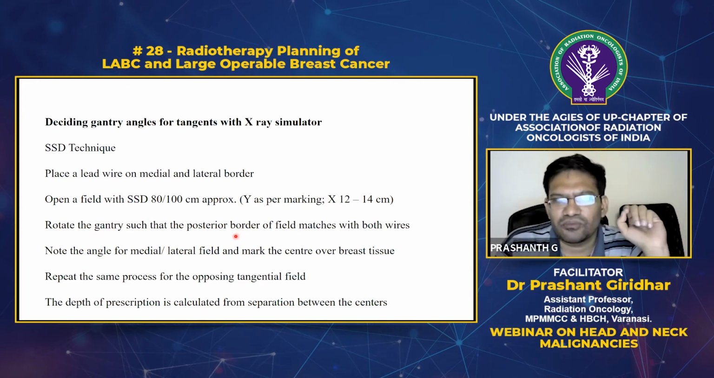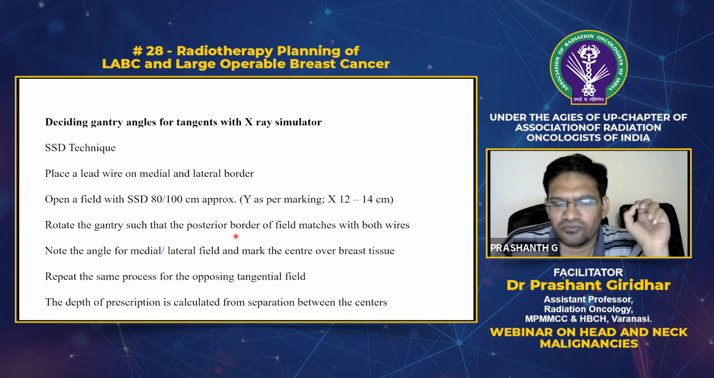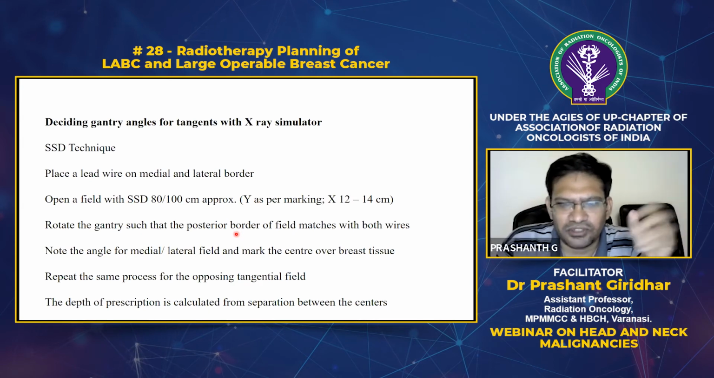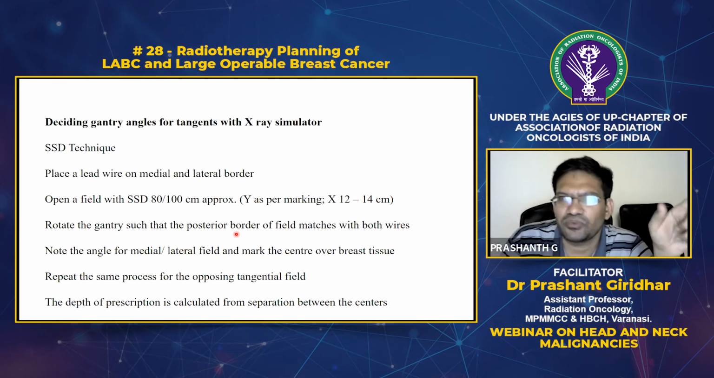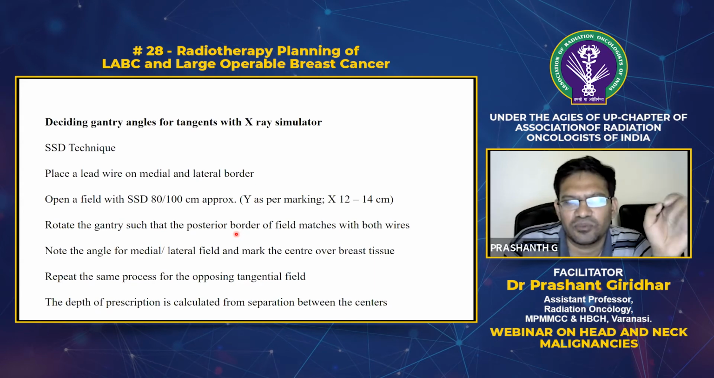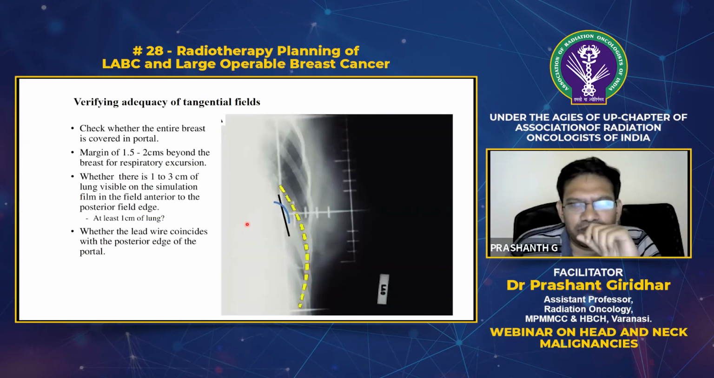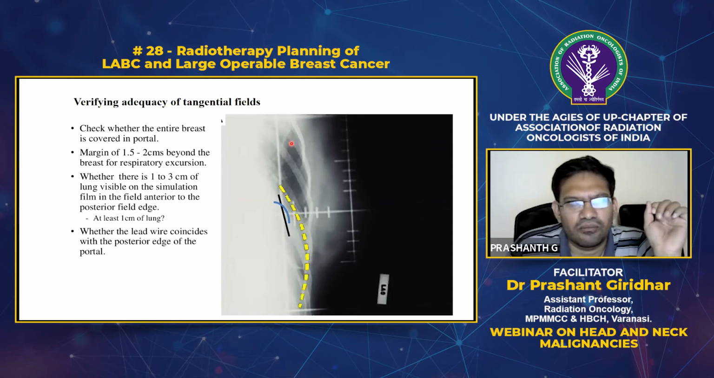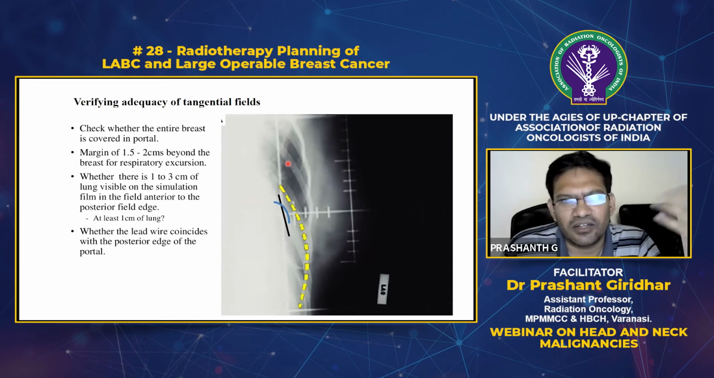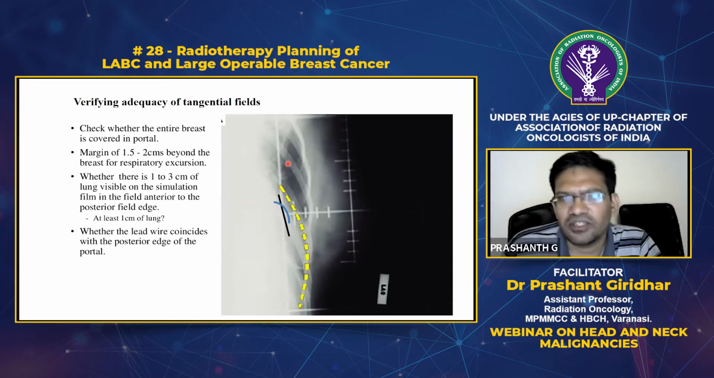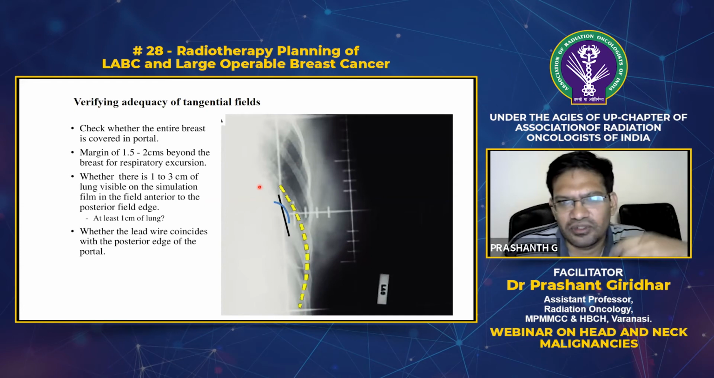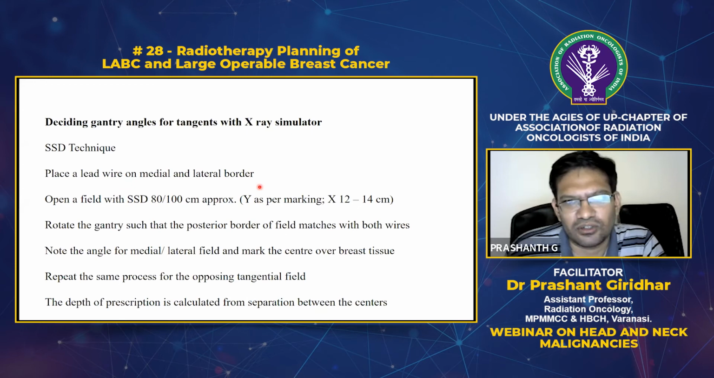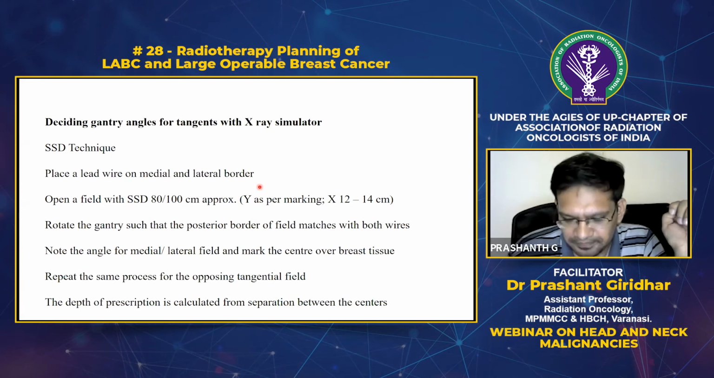The next step is to measure the depth of prescription. So when you're using whole breast radiation, the depth of prescription is calculated from the separation between the centers. So it is half the distance of the separation of centers. It is kind of difficult to explain if the students haven't actually done it on an X-ray simulator. But these are the steps that are to be marked on an X-ray simulator.